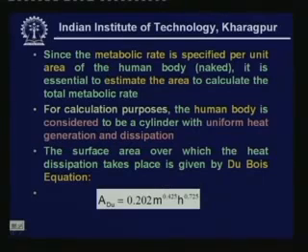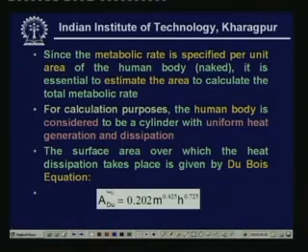Under this assumption, the surface area over which the heat dissipation takes place is given by, as I said, this Du Bois equation. The Du Bois equation gives the surface area A subscript Du, which is equal to 0.202 m to the power of 0.425 multiplied by h to the power of 0.725. Here the area is in meter square. M, as I said, is the mass of the human being. This is in kgs, and h is the height in meters. So, you can see that this is an empirical equation.